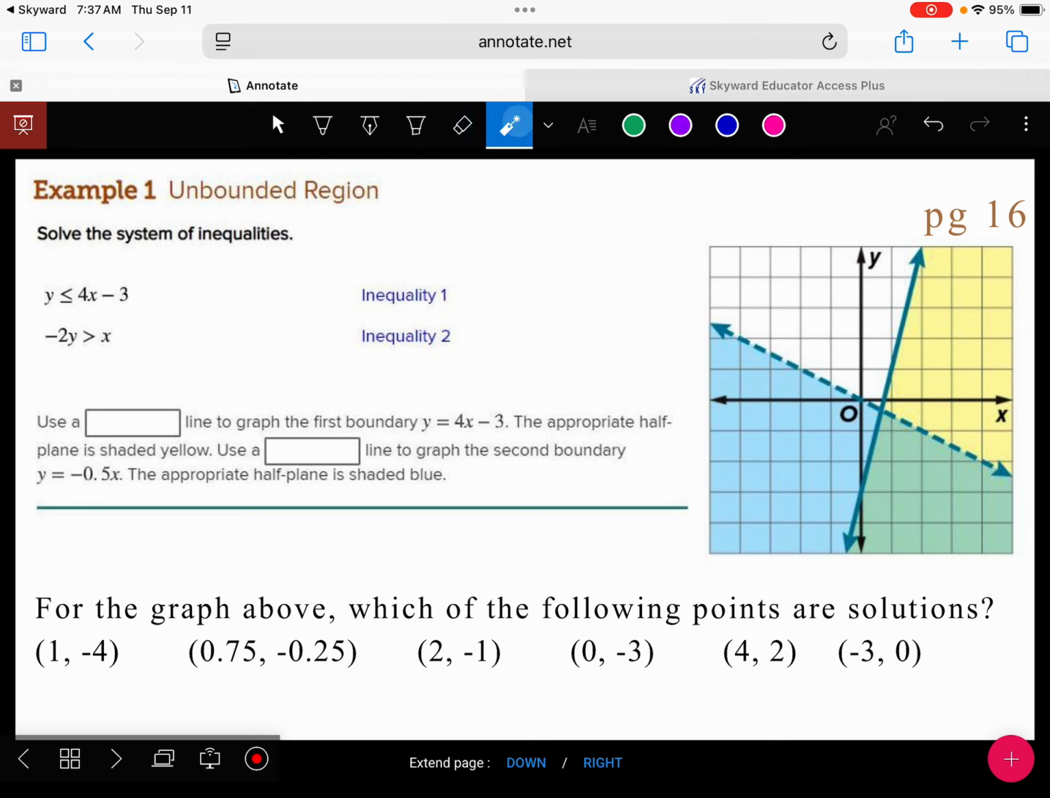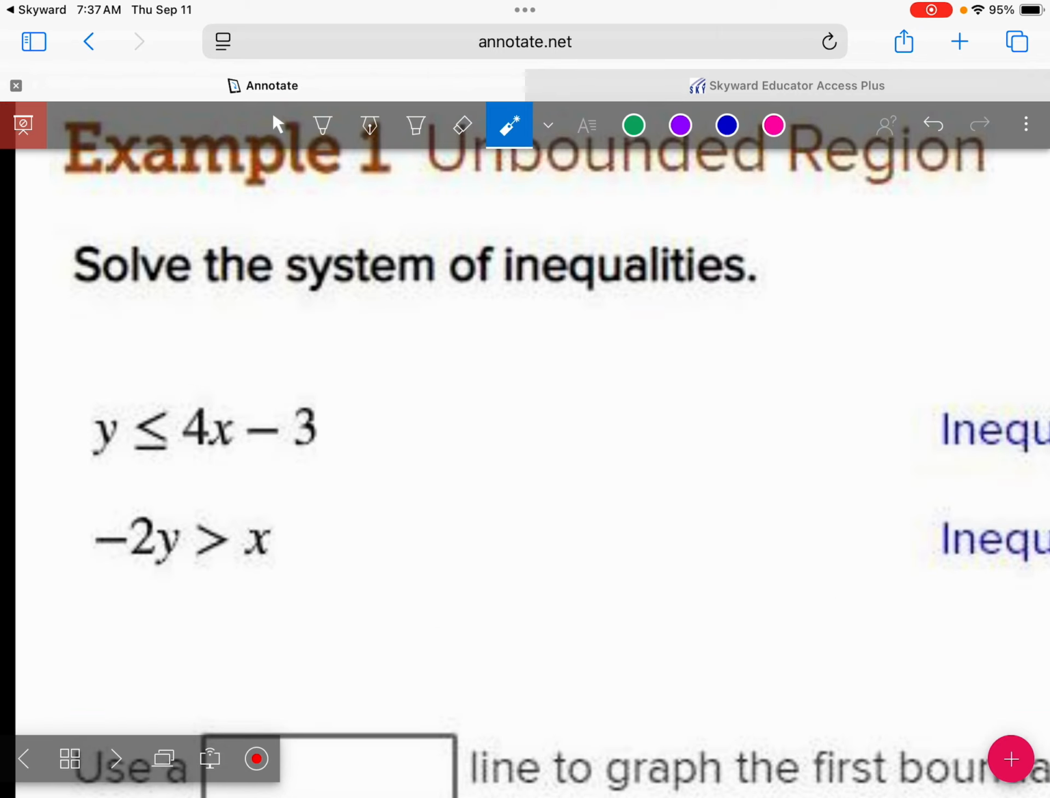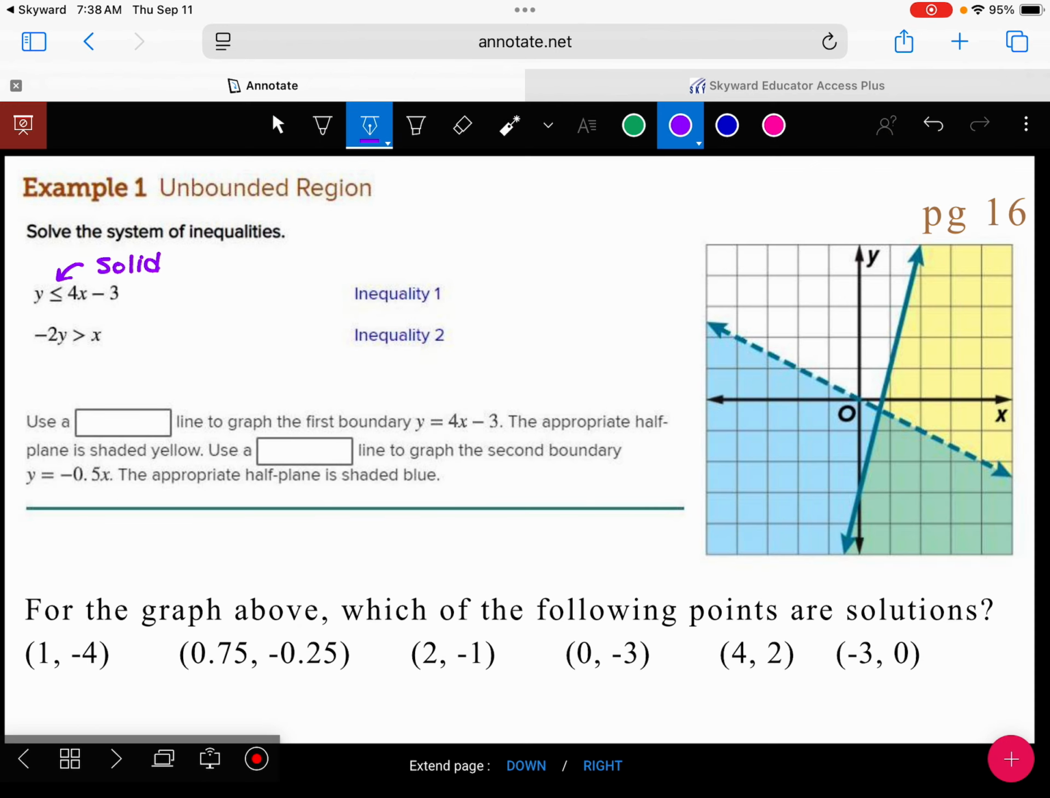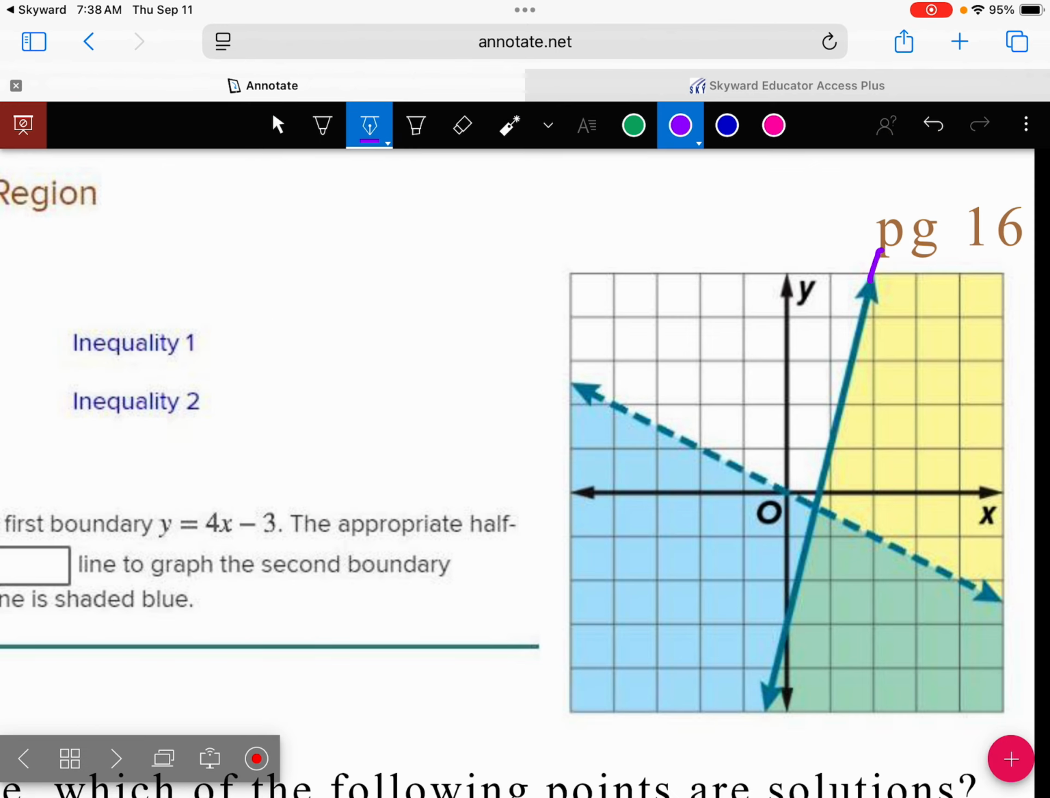And they're asking about, first things first, inequality 1. They've graphed it for us. This top one, and I know it's very small up here, they call inequality 1. Did this one get a solid line or a dotted line? This one gets a solid line because it has an equals to. So on our picture, that's this line right here. This is inequality 1.